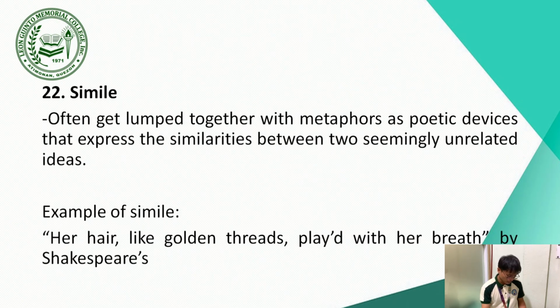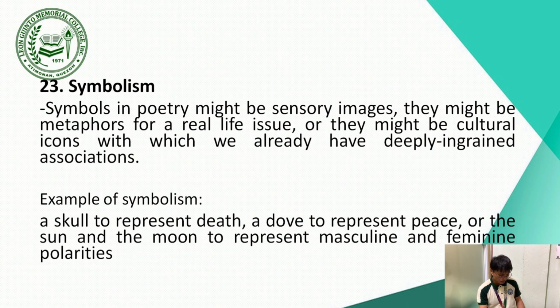So examples of similes are Shakespeare's "her hair like golden threads play with her breath," and also one example is Langston Hughes: "What happens to a dream deferred? Does it dry up like a raisin in the sun?" So the word "like" in these examples is the hint that we're looking at a simile and not a metaphor. So using similes is a great way to impart sensory imagery and get your readers to think about something in a new way. Okay, next word is symbolism.